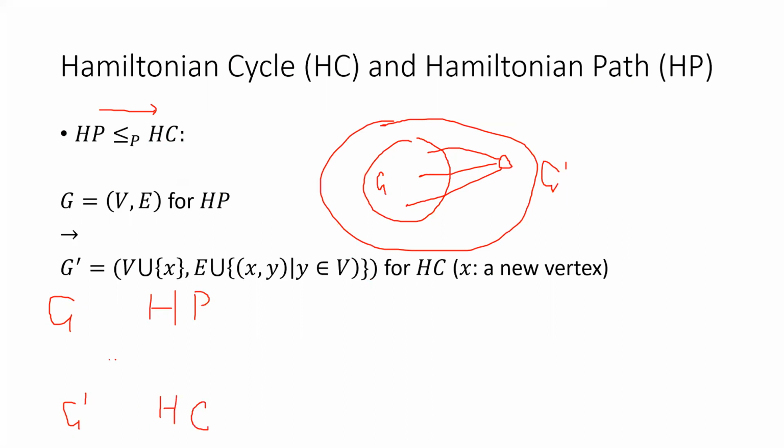First, let's see this direction. If G has a HP, then it has a start point and an end point, and we just need to connect them to this new vertex. Then it forms a cycle, a Hamiltonian cycle in G prime, and it's done. Let's see the other direction. If we have a cycle in G prime, then we just need to delete this new vertex, and then it's a Hamiltonian path in G. So this is pretty easy.